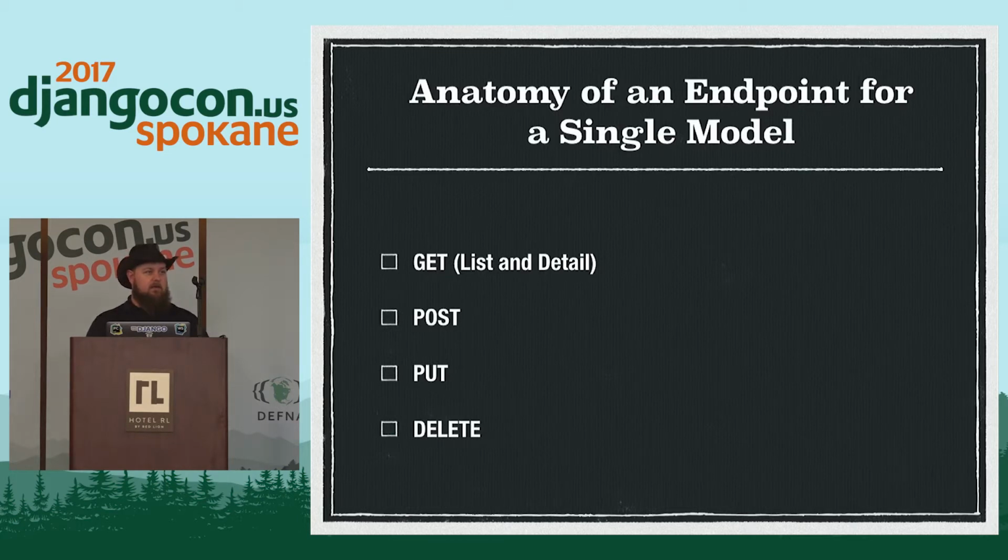Generally, to deal with a single model, you have two GET HTTP verbs for doing a list of everything and the details of a specific object out of the database. You have a POST for create, a PUT for update, and DELETE for deleting. Those are the 5 verbs that we deal with in dealing with models and the different CRUD operations.